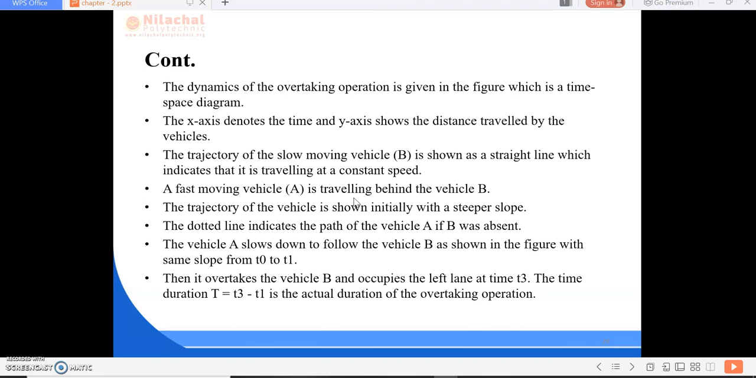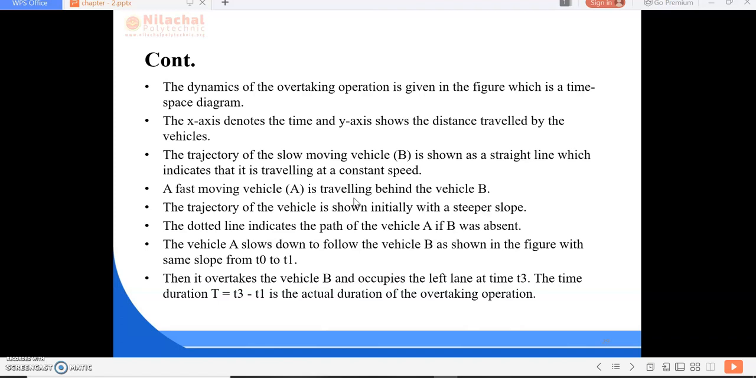The dynamics of the overtaking operation is given in the figure, which is a time-space diagram. The x-axis denotes the time and the y-axis shows the distance traveled by the vehicle. The trajectory of the slow-moving vehicle B is shown as a straight line, which indicates that it is traveling at a constant speed. A fast-moving vehicle A is traveling behind vehicle B. The trajectory of vehicle A is shown initially with a steeper slope. The dotted line indicates the path of vehicle A if B was absent.